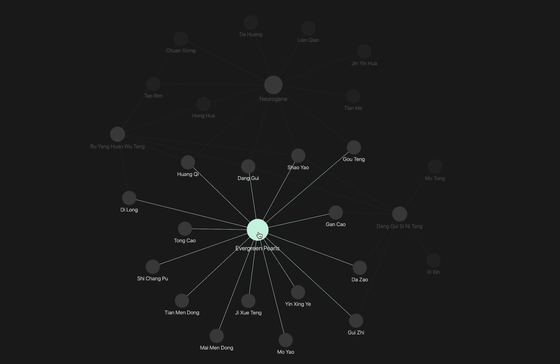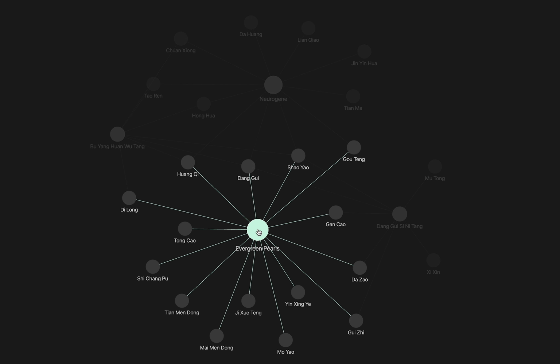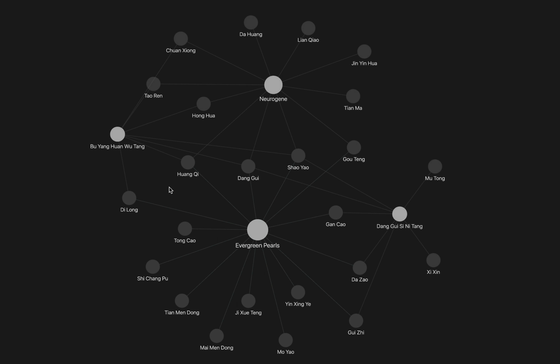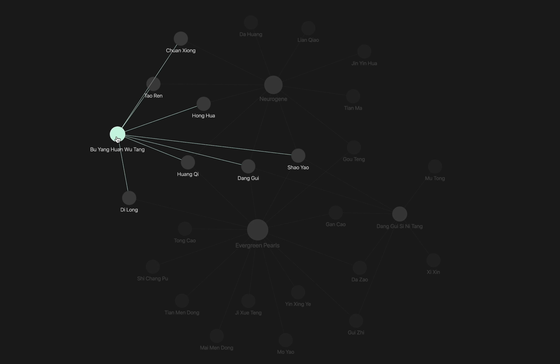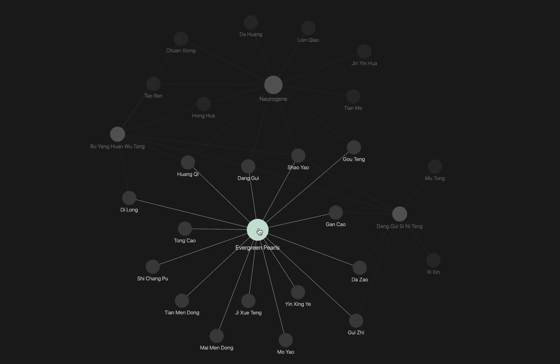So now we'll look at Evergreen Pearls, which is credited on the Classical Pearls website as being inspired by not only Buyang Huanwu, but also Dangui Sinitang, that's listed in the formula architecture. And it's not containing entirely both of these formulas, but it has ideas from these formulas. So for example, the Buyang Huanwu, Chuanshang, Taoren, Honghua, none of these are in Evergreen Pearls.